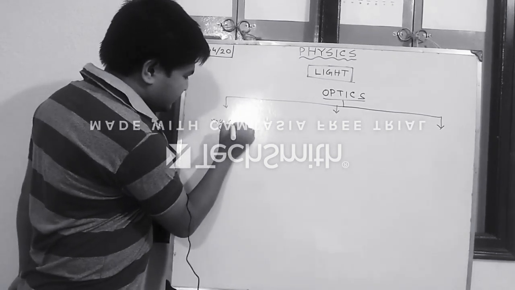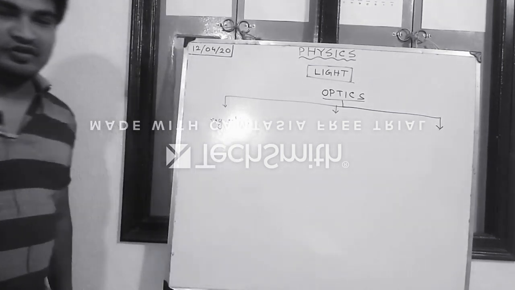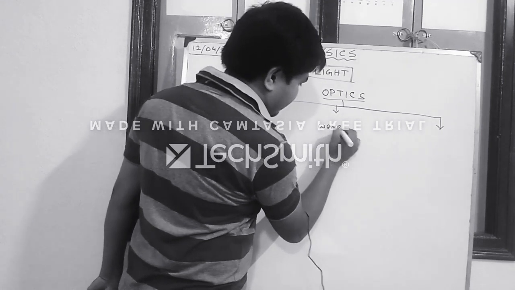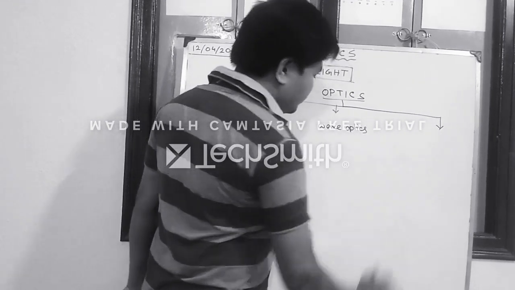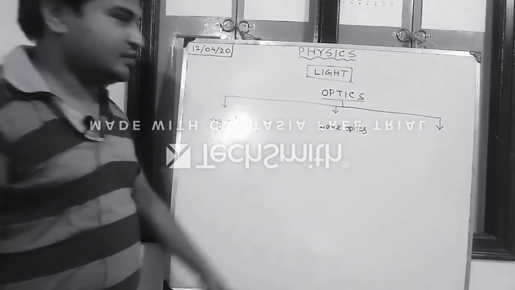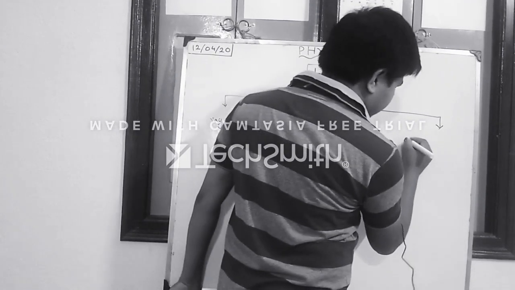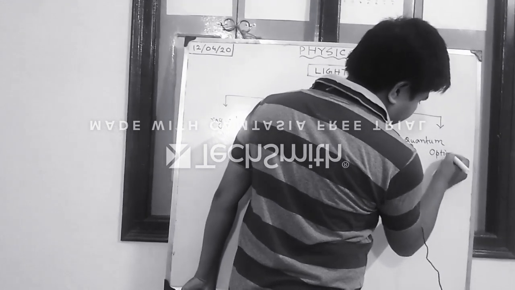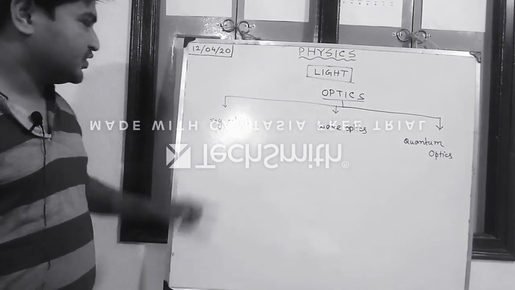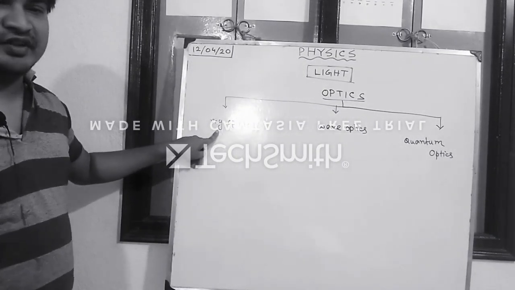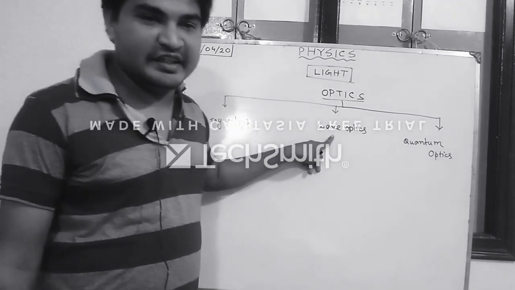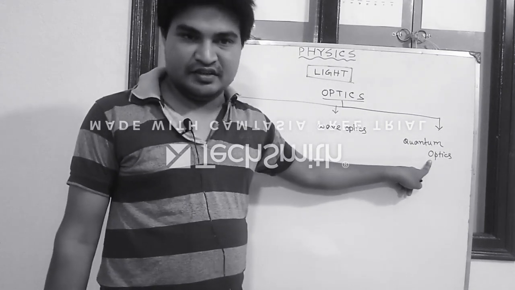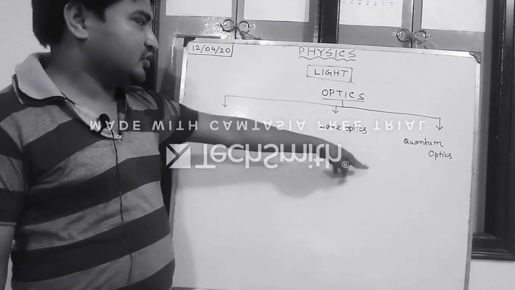One is ray optics or geometrical optics, second is wave optics or physical optics, and the third one is quantum optics. Okay, so in ray optics we treat light as a ray, in wave optics we treat light as a wave, and in quantum optics we treat light as a particle. Understood? So these are the three branches of optics.